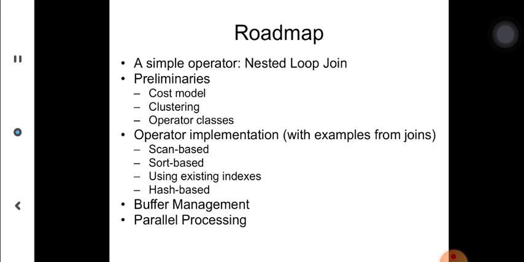So what is the roadmap? A simple operator, nested loop join. These are some of the issues we need to talk about: cost model, clustering, operator classes, and operator implementation, how we do scan based, sort based, using existing indexes, and hash based. How do we manage buffer, and is there any way we can do parallel processing? That's something very, very important.